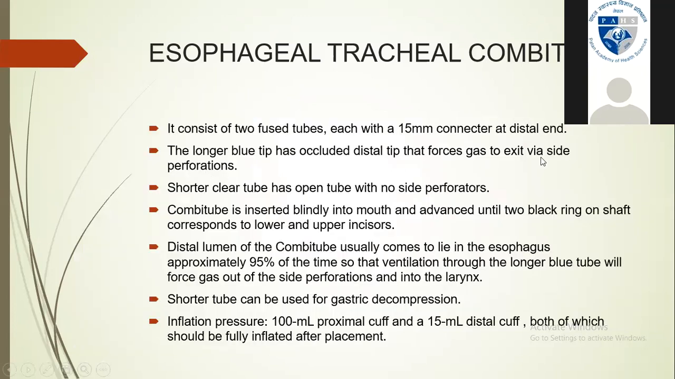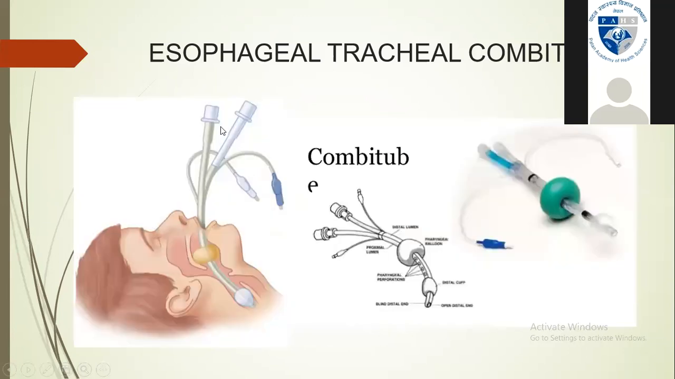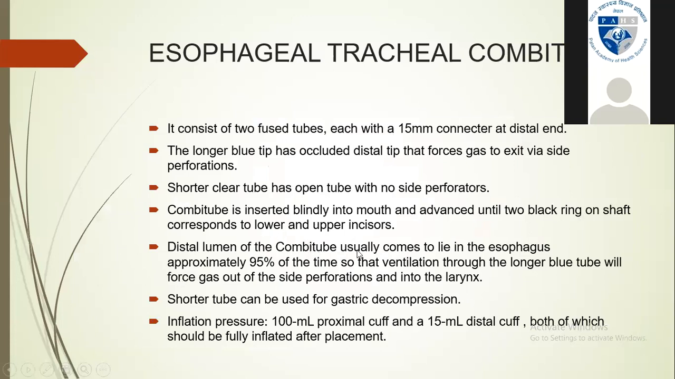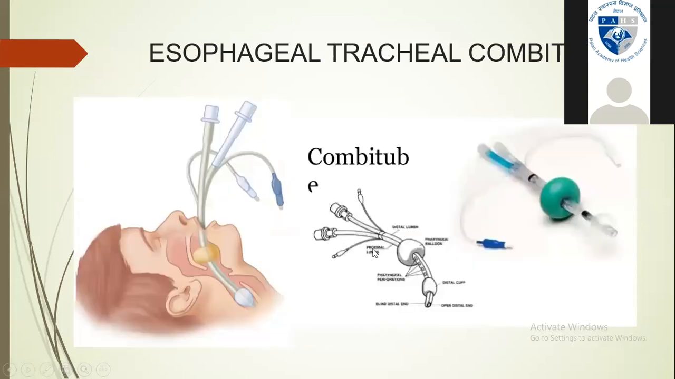The Combitube is inserted blindly into the mouth and advanced until two black rings on the shaft correspond to the upper and lower incisors. As we can see here, it has a marking. There are two pilot balloons to inflate the distal and proximal cuff. The distal lumen of the Combitube usually comes to lie in the esophagus approximately 90% of the time, so that ventilation through the longer tube will force gas out of the side perforations, which lie towards the side of the airway.